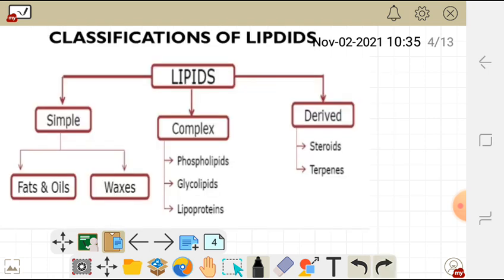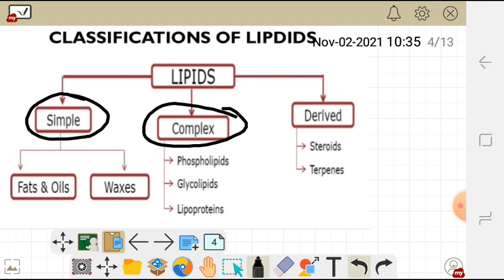Let's also look at the classification of lipids. Lipids are classified into three categories: simple lipids, complex lipids, and derived lipids. Simple lipids are made up of fats, oils and waxes.